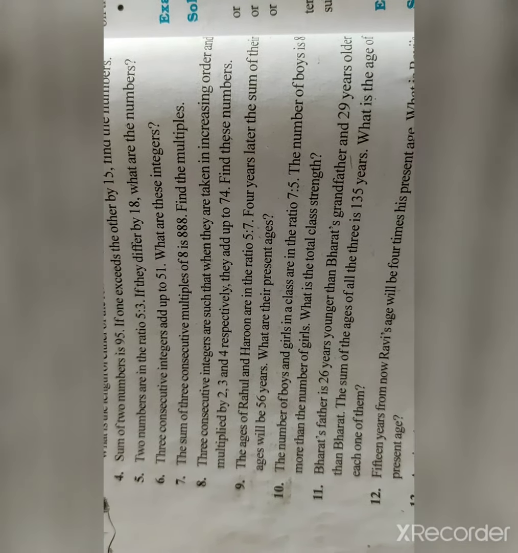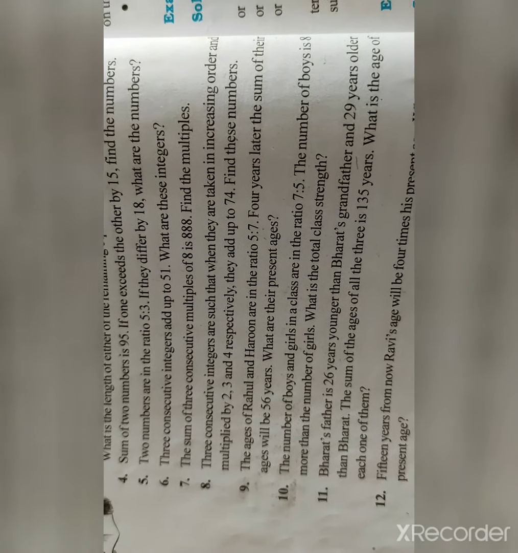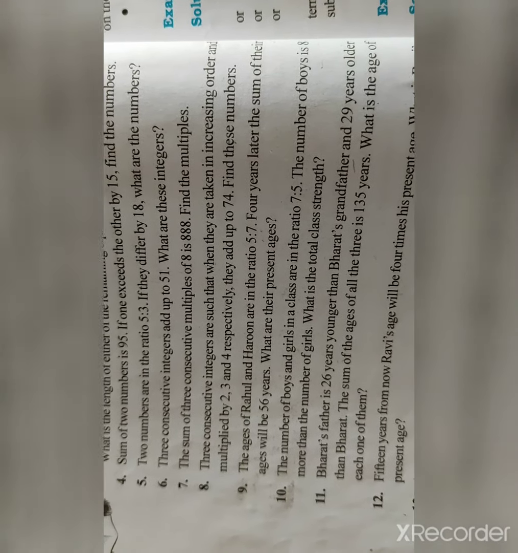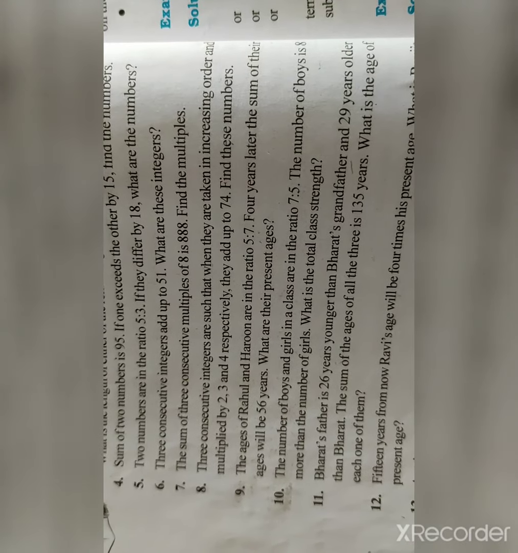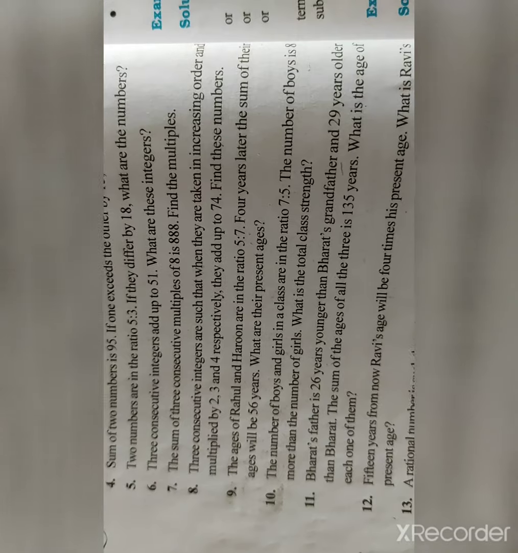And you will frame the equation, linear equation, then find the value of x. To the value of x you will add 1, you will get the second integer, then the third integer. If you want to check your answer, whatever value you are getting, x multiply by 2, x plus 1 multiply by 3, x plus 2 multiply by 4. When you add these numbers you will get 74. Okay, try. If you are having any query you can ask me.